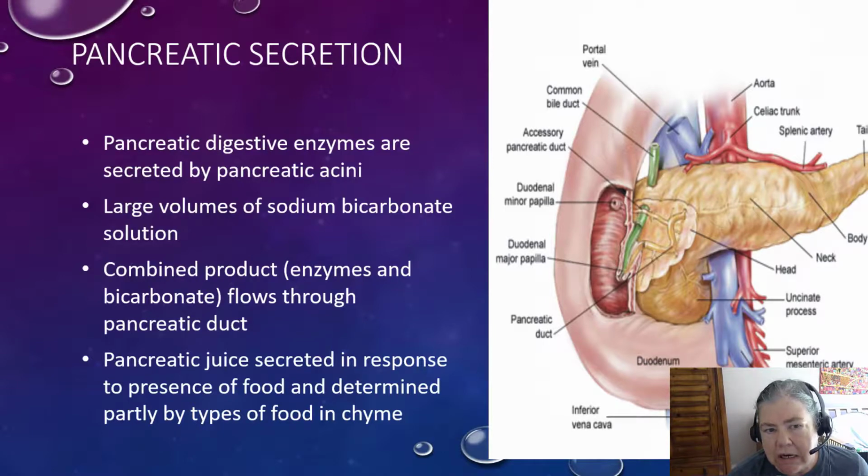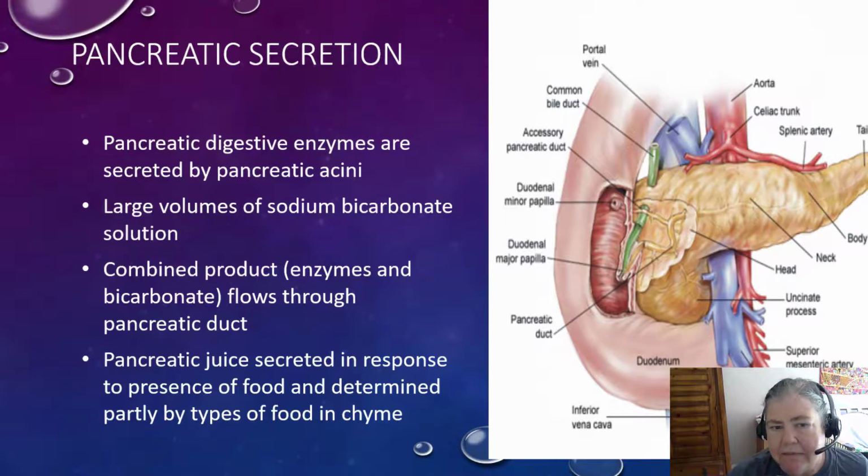also secreted, and they all together flow from the acini in the pancreas through the pancreatic duct, joining with the common bile duct and exiting through what it says is the duodenal major papilla, which is also what we've been calling the sphincter of Oddi.